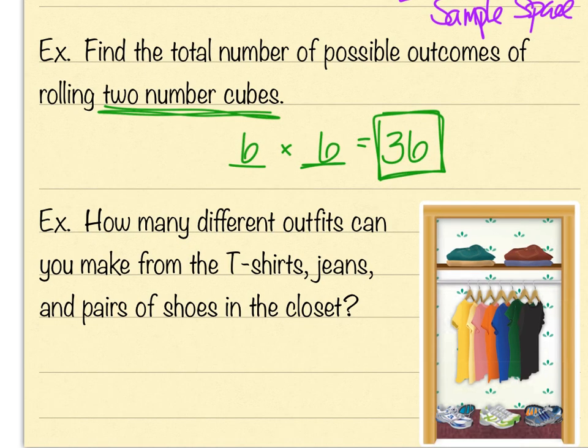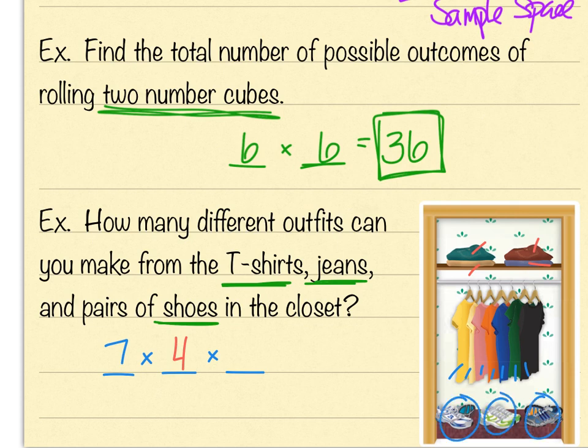All right, next question says, how many different outfits can you make from t-shirts, jeans, and shoes? So we have three different choices we're making. A t-shirt choice, multiply that by the number of jeans, multiply that by the number of shoes. So let's go with t-shirts. Looks like we have 1, 2, 3, 4, 5, 6, 7 t-shirts. The number of jeans, we have 1, 2, 3, 4 jeans. And the number of pairs of shoes, remember, so this would be 1 pair, 2 pairs, and 3 pairs.